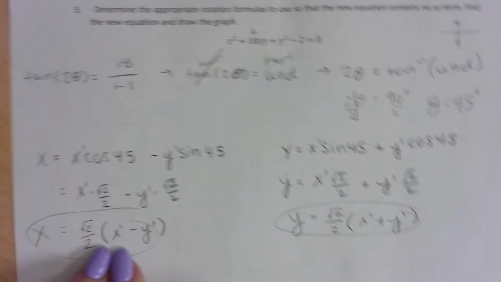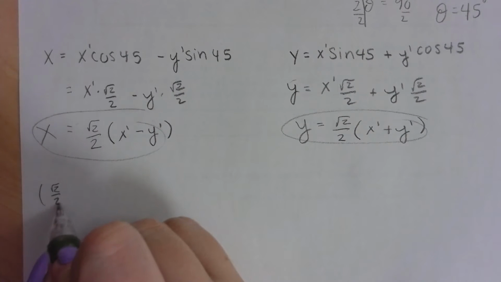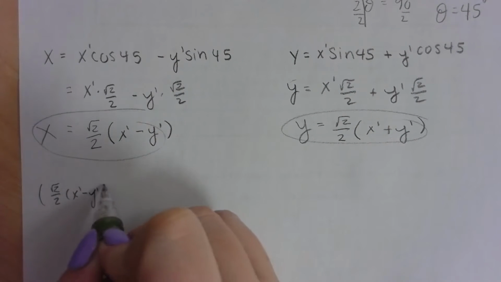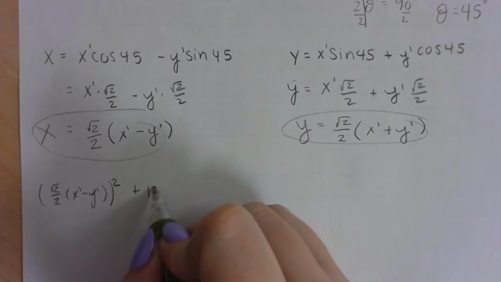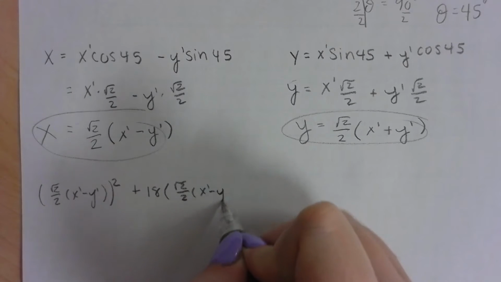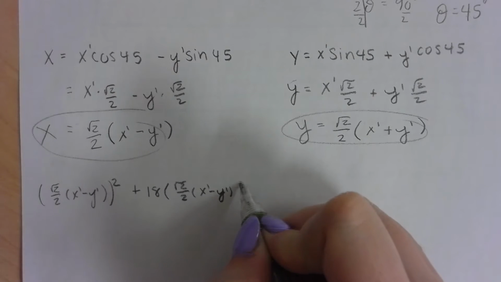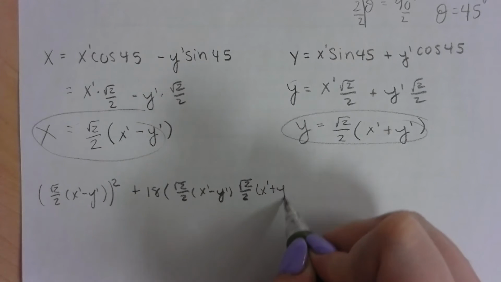So x squared is going to be all of this squared. So root 2 over 2 times (x prime minus y prime), squared, plus 18 times x, which is root 2 over 2 times (x prime minus y prime), times y, which is root 2 over 2 times (x prime plus y prime).